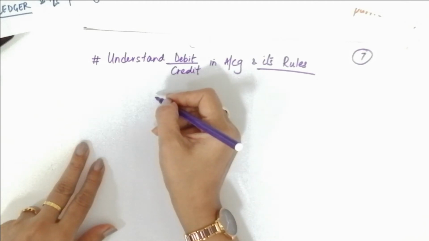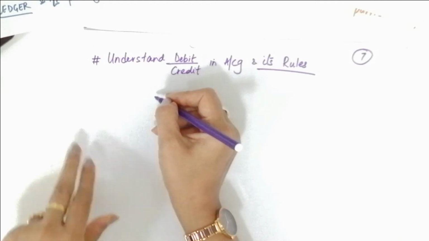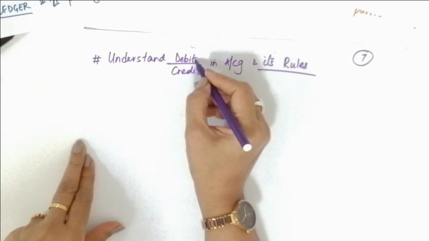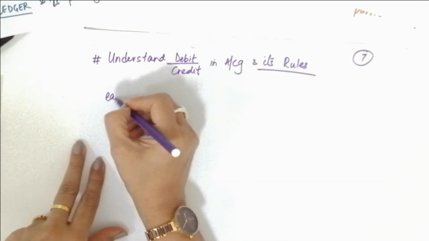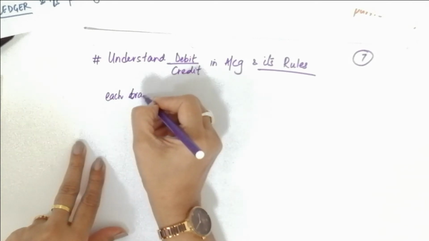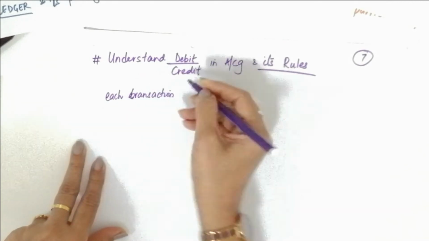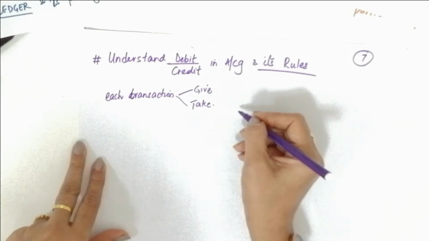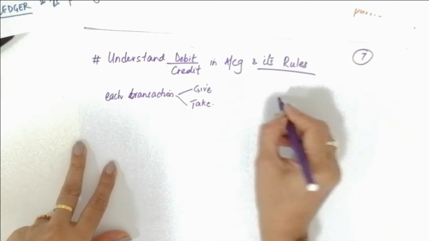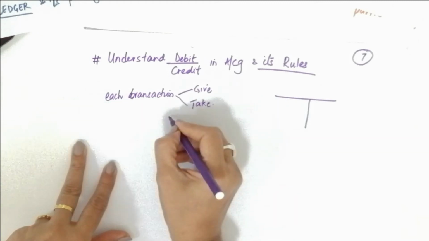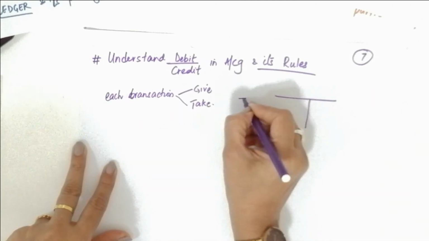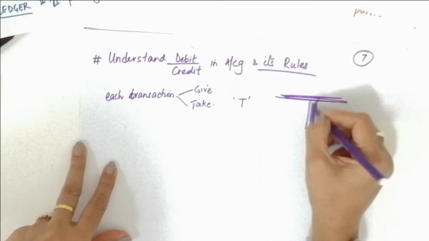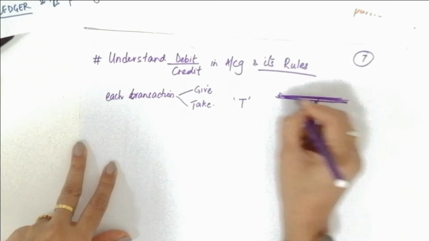Okay, so what am I going to do here? Understand debit and credit and its rules. I have been saying all this while that each transaction involves a give and take aspect, right? So it always has a give and take. As I had drawn the balance sheet for you, each entry has to be recorded in a T form. So we call it a T account. It's like this, okay? See, T account.